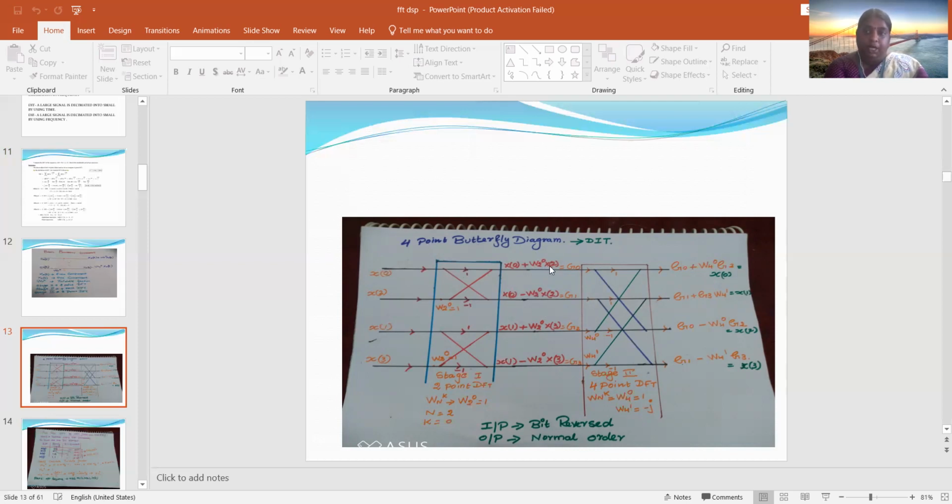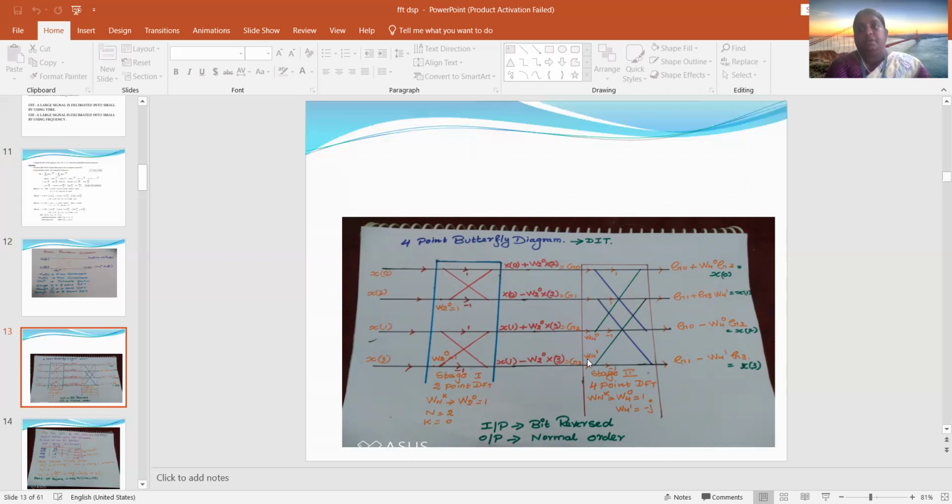Same thing, minus w2 naught into x2. Whatever may be the naught value, it is representing only one. Okay, and x1, and the same thing will be coming here. So for x1 and x2, and this is entering the 4-point. So if this is entering the 4-point, it means the 4-point twiddle factor has to be used.